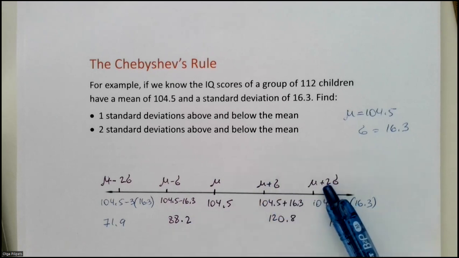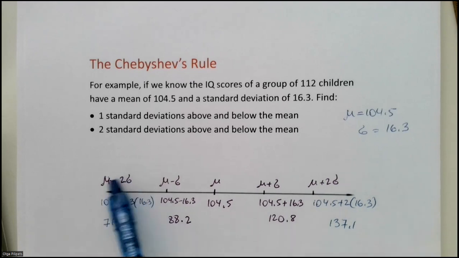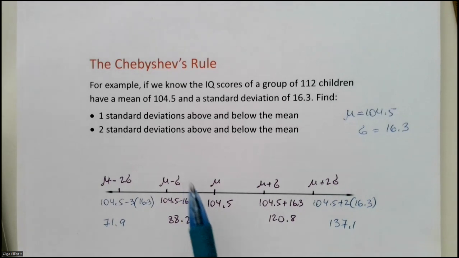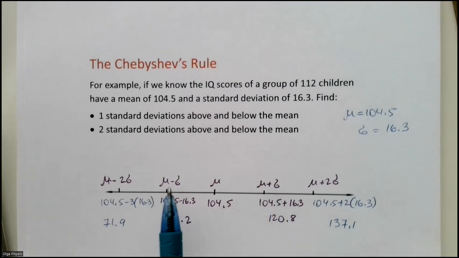Two standard deviations to the right will give me 137.1, and two standard deviations to the left will give me 71.9. And again, according to Chebyshev's rule, I know that at least 75% of the data are going to be between 88.2 and 120.8, and at least approximately 89% of the data will be between 71.9 and 137.1.